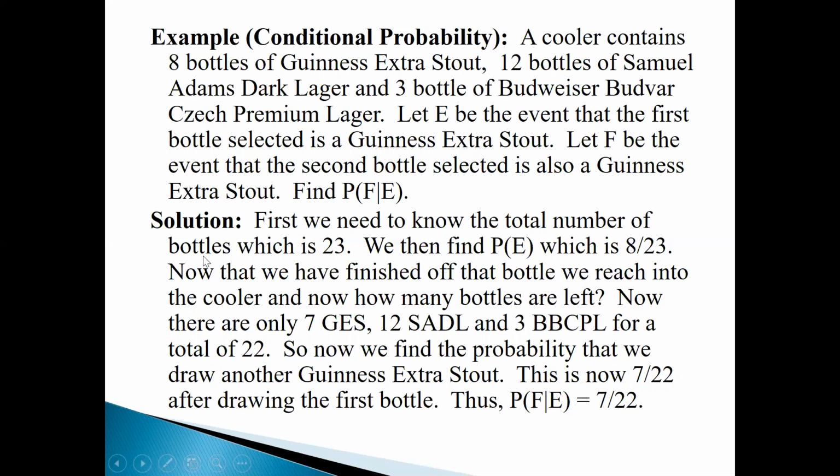Now, after we finish that bottle off, we reach into the cooler again. How many bottles are left? Now there are only 22, because we are left with 7 Guinness, 12 Sam Adams, and 3 Budvars. Now we find the probability that we draw another Guinness. That's going to be 7 divided by 22. So the probability of F given E is equal to 7 over 22. Again, F was the event that the second bottle was a Guinness, given that the first bottle was a Guinness.